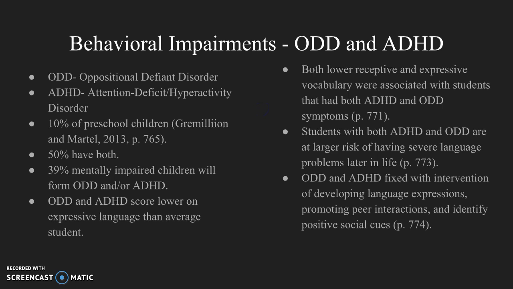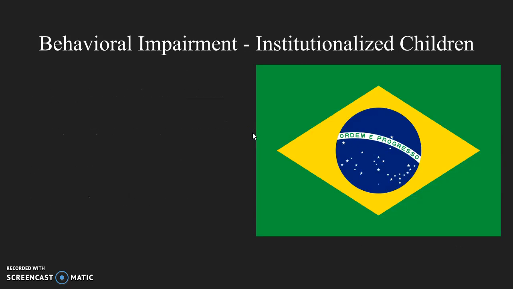However, ODD and ADHD can be helped with intervention: developing language expressions, promoting peer interactions among their fellow classmates, as well as identifying positive social cues that they show throughout the day. If this does not help, then this child may need further medical study to see if it is a biological issue within the brain. Now, the second behavioral impairment is institutionalized children.